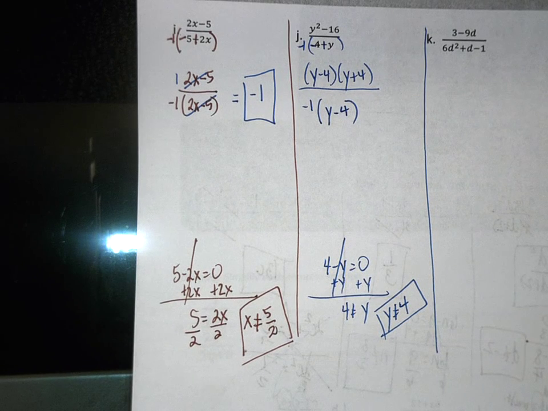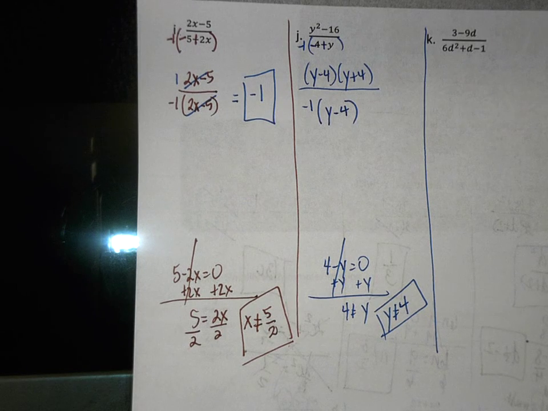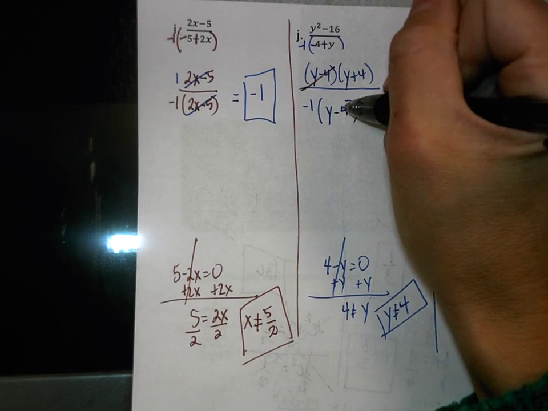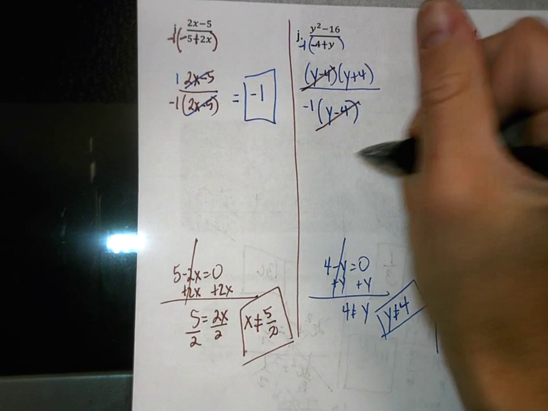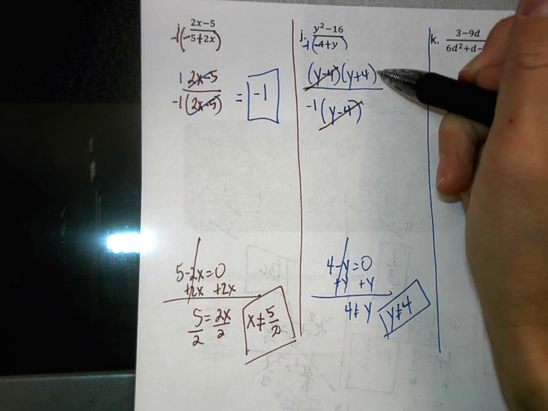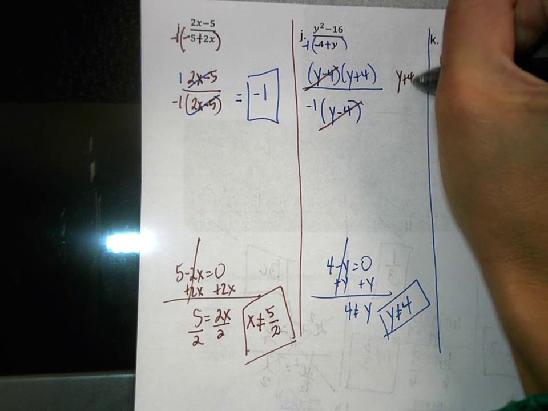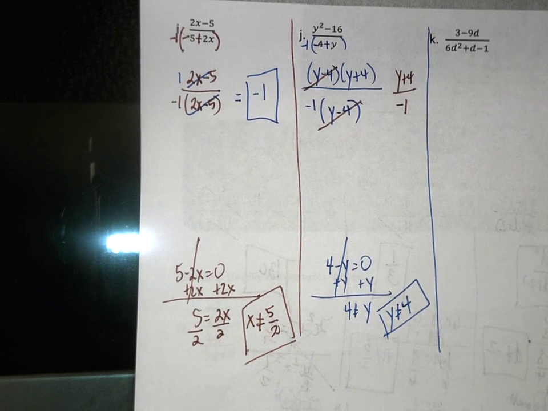Can anything cancel? The y minus 4s, right? Okay. And so that means that I have a y plus 4 over negative 1. But how would I write that?